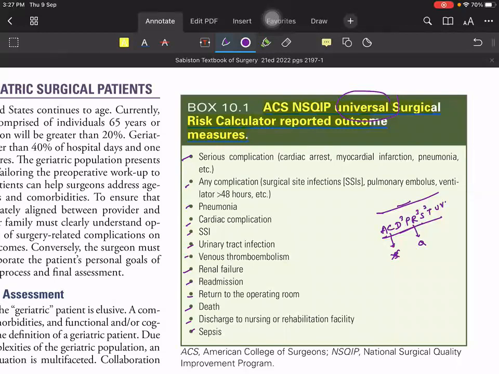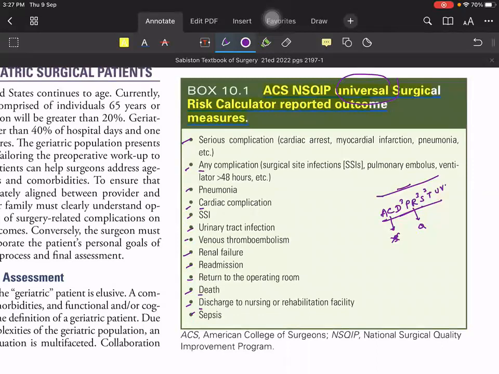A is for any complication. C is cardiac complication. D3 means the first D is death, the second is discharge to nursing or rehabilitation facility, and the third D is more D. P is pneumonia. R3 is renal failure, readmission, and return to the operating room. S3 is serious complication, surgical site infection, and sepsis. Then U and V are urinary tract infection and venous thromboembolism. Just remember like that.